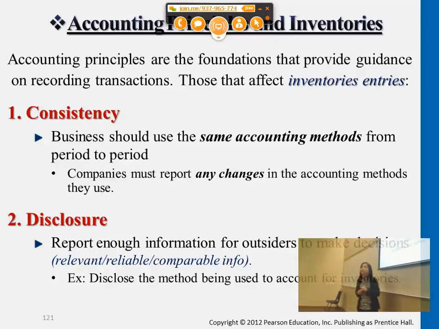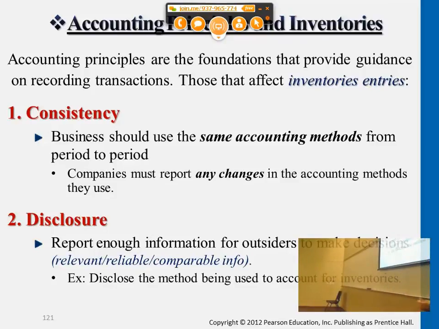Now, in some cases, business may have other plans. Strategically, they want to change a method to another one. Then they have to disclose this information, announce it in financial statements, basically. So the consistency principle guides accountants to use the same method, but in case management decides to change the method that they think suits their business best in the next season, they'll be disclosing this information in a footnote of financial statements. Disclosure guides accountants to report any information that would possibly change outside users' decision making.